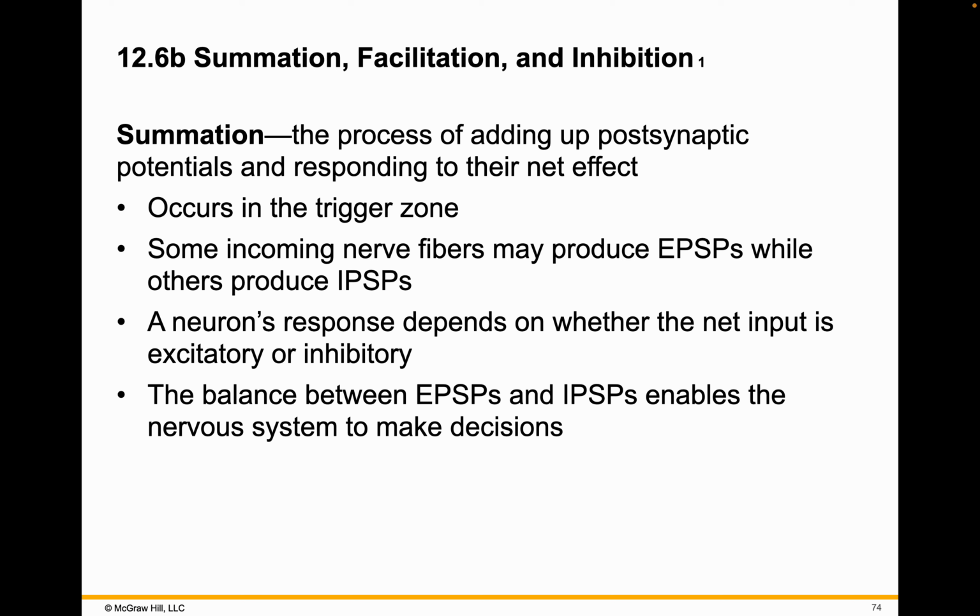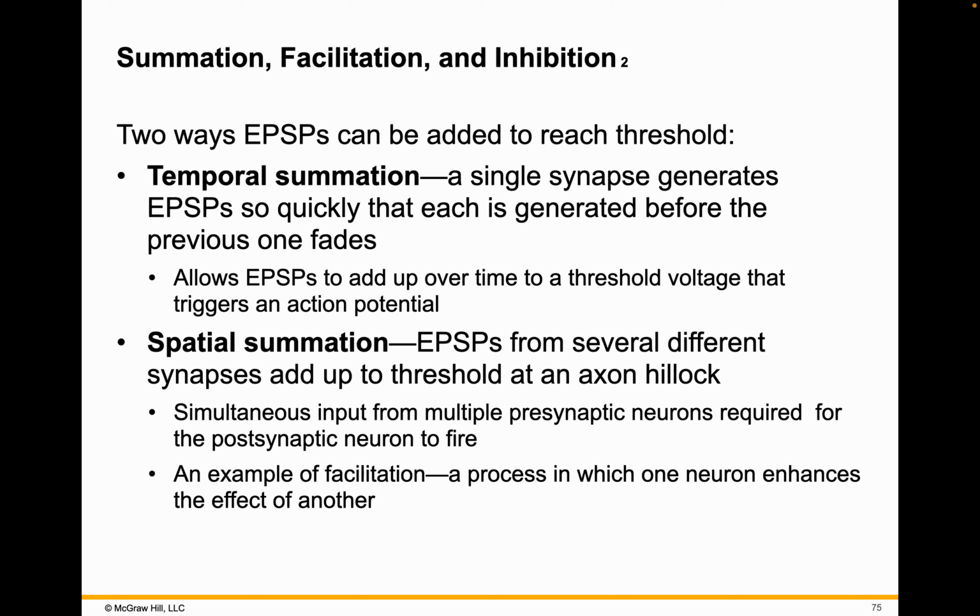Summation is the process of adding up all the postsynaptic potentials and responding to their net effect. This will occur in the trigger zone. So some incoming nerve fibers are excitatory while others are inhibitory, and whether or not a neuron fires will depend on whether its net input is more excitatory or inhibitory. And it's the balance between excitatory and inhibitory that allows information to be processed. Two ways excitatory postsynaptic potentials can be reached: we can get temporal summation or spatial summation.